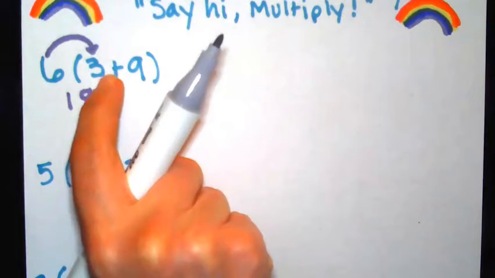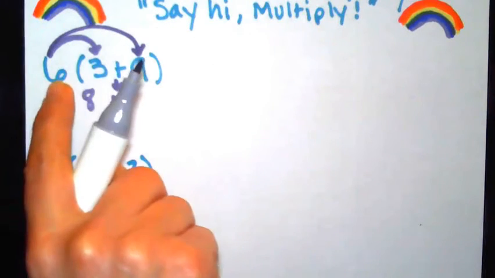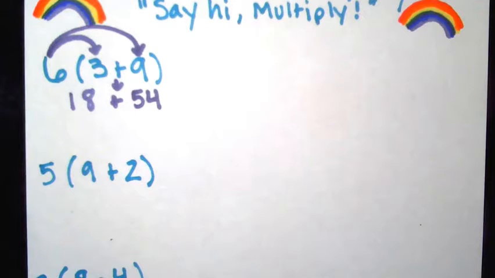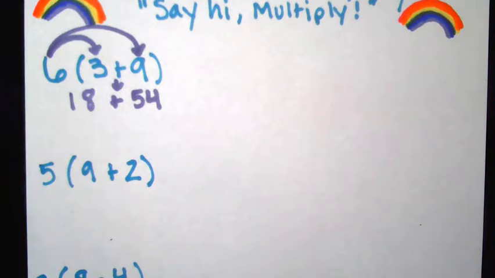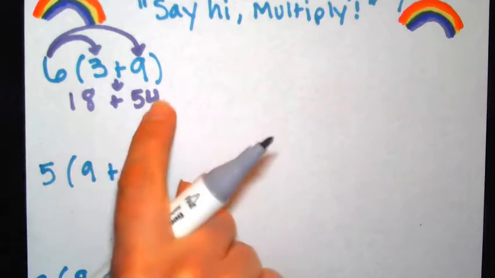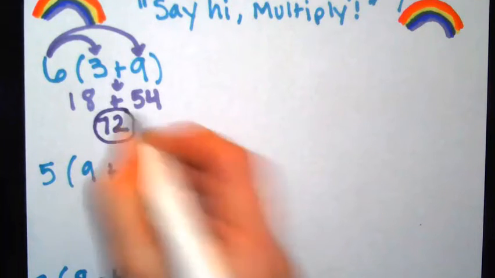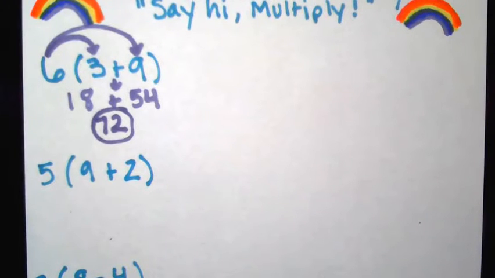Okay, so I've said hi to 3, and being the polite person I am, I've got to say hi to everybody. So now I've got to say hi to 9. 6 times 9, 54. Now I have a simple addition problem left to simplify this down to the easiest number. 18 plus 54, I know that is 72. Take a minute, go back to the previous slide, and see if it matched the way we did it using order of operations.